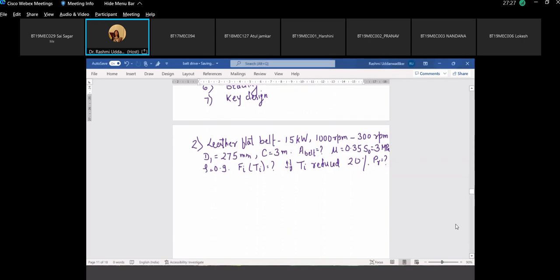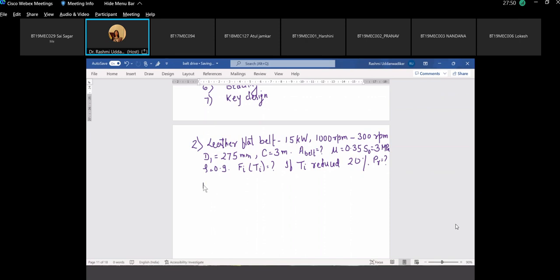So this kind of questions are more conceptual questions. They are not directly design questions, but these are more conceptual questions. Because of lack of time, such kind of problems cannot be taken, but if you understand the basics, you can definitely solve such problems. Yeah, let's start with the belt design first and then the pulley design.